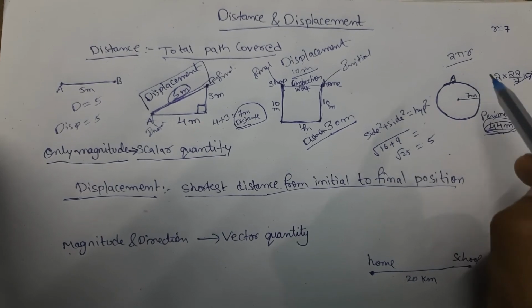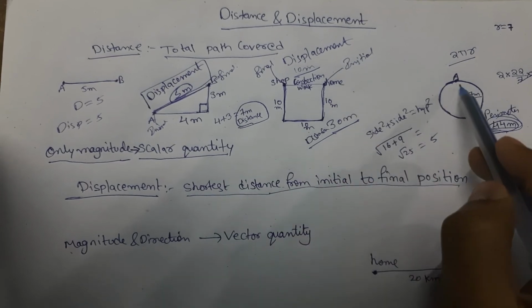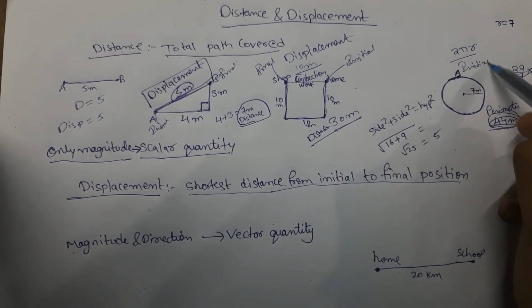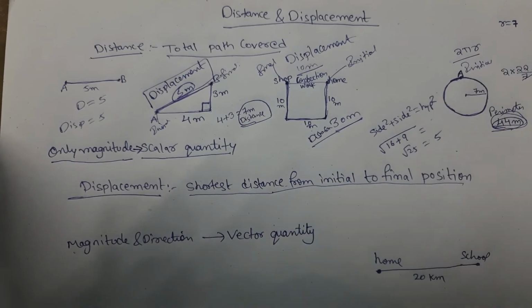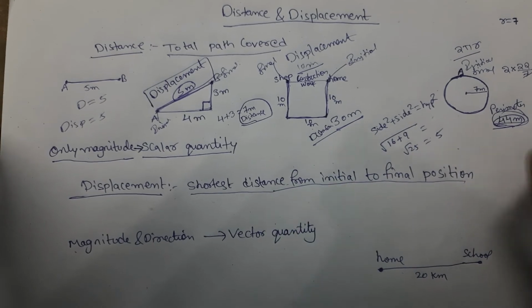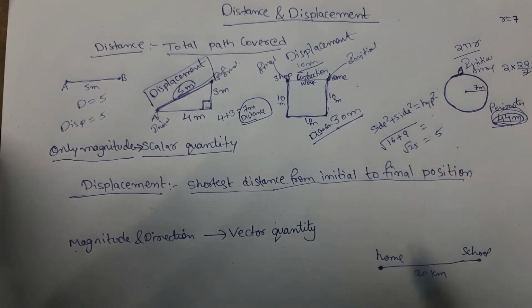And what is the displacement here? That is, what is the shortest distance from your initial position? That is A, the initial position here. And what is your final position? You just came here finally. So this is also the final position. That is, there is no displacement here. So sometimes displacement can be 0.